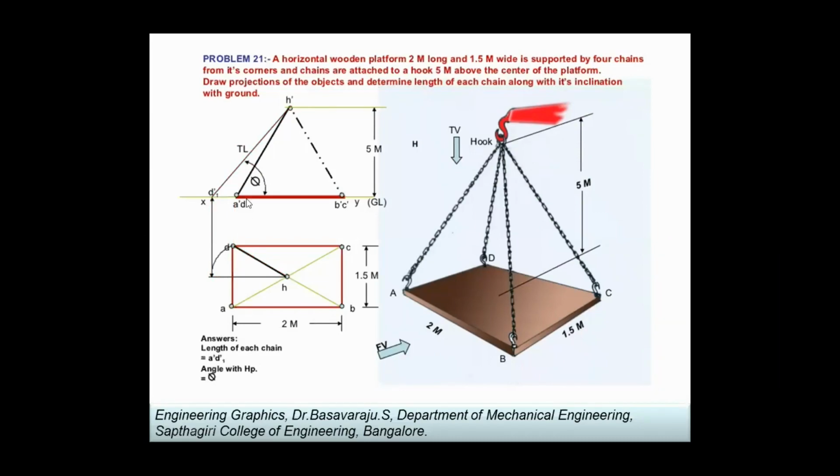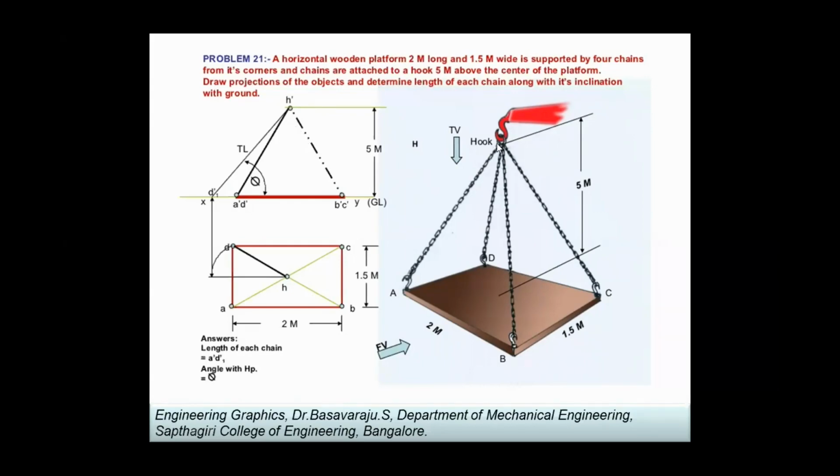This is the basic criteria. 2 meter, directly the front view will be 2 meter of this particular platform. Next, the height is 5 meter. This altitude of the triangle is 5 meter. Then directly I can obtain this triangle, right? So this triangle front view is directly obtained. This line represents the inclined view of this chain, not a parallel line.